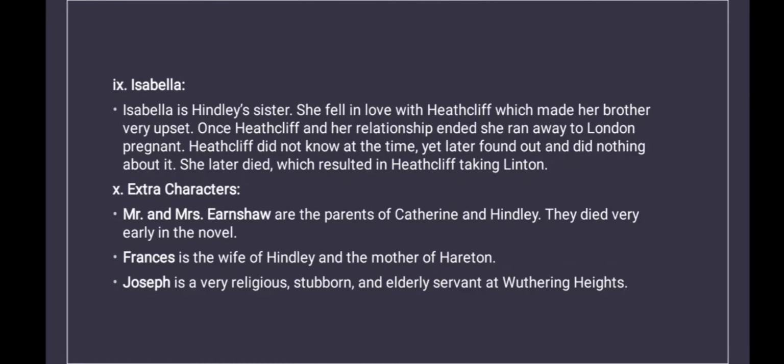Then Isabella. Isabella is Edgar's sister. She fell in love with Heathcliff, which made her brother very upset. Once Heathcliff and her relationship ended, she ran away to London pregnant. Heathcliff didn't know at the time, yet later found out and did nothing about it. She later died, which resulted in Heathcliff taking Linton.